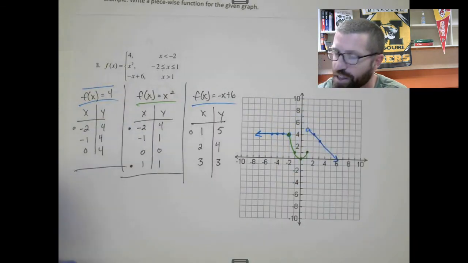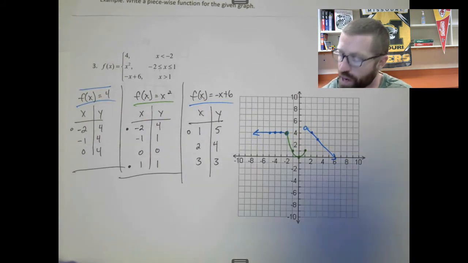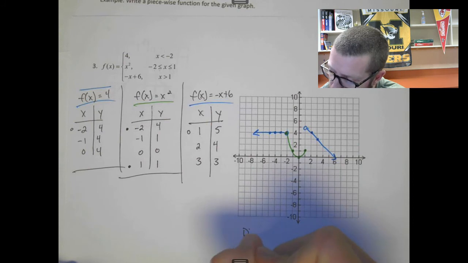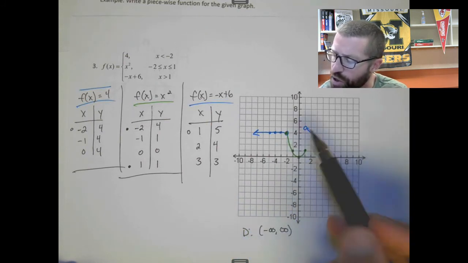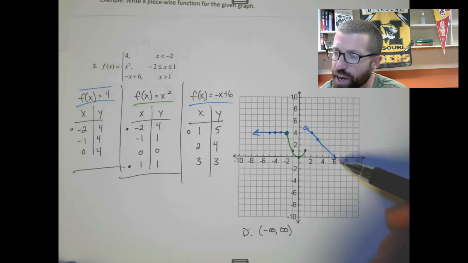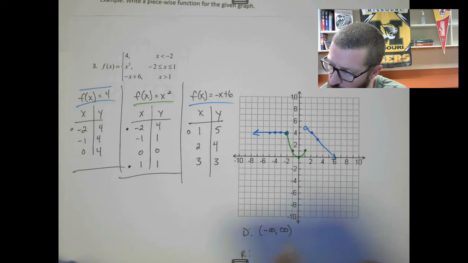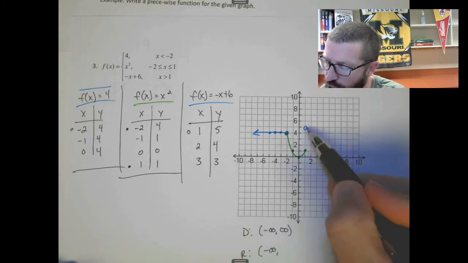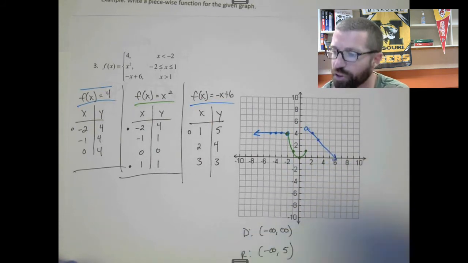The domain, if I go left to right, it's going to go forever to the left, forever to the right. There's no x values that aren't defined, so domain is all real numbers. In range, it's going to go all the way down to -infinity for the lowest value. But the highest it gets is this point here, 5 with an open circle. So that's 5 with a parenthesis.